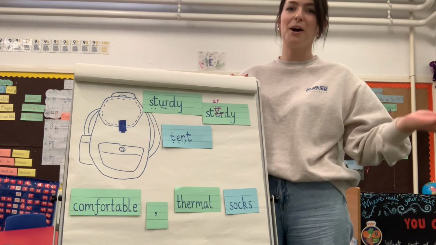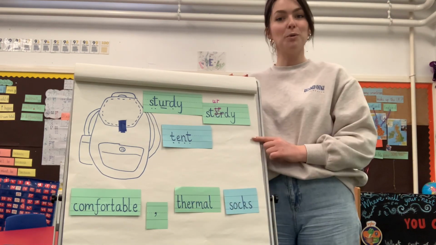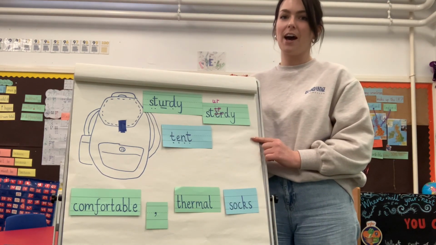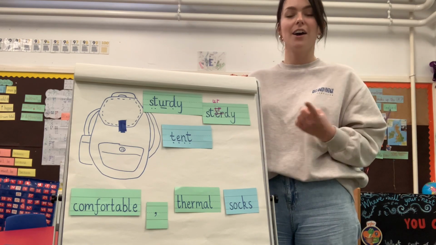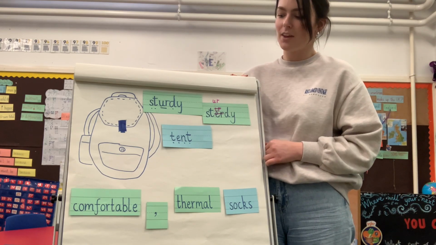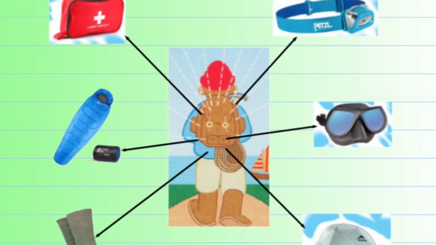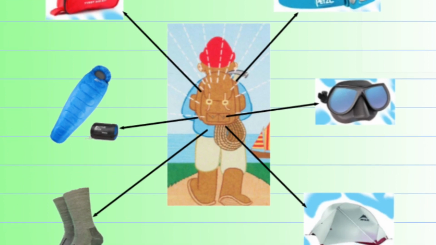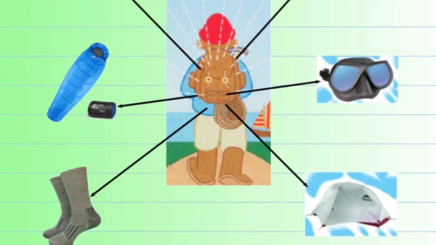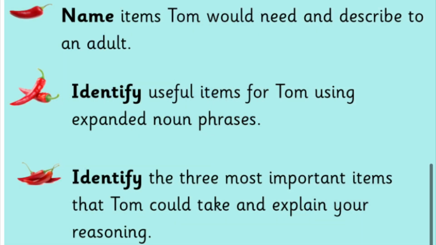That's it, I missed a comma. When you put 2 adjectives before the noun, you have to have a comma in between them. Comfortable, thermal socks. There we go. Okay, now it's your turn. Choose your chili challenge. Here's a few ideas to get you started. And we look forward to seeing your awesome ideas coming through to our Year 2 email address.